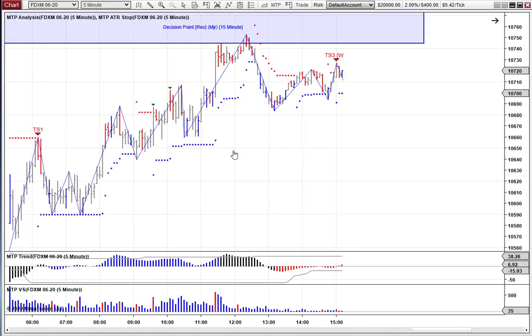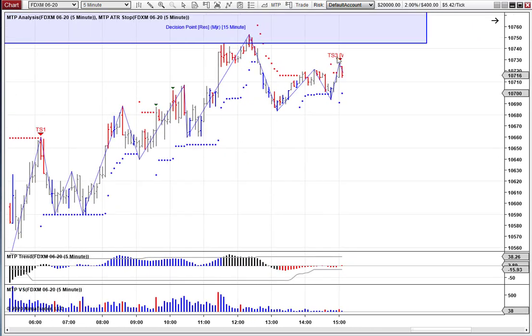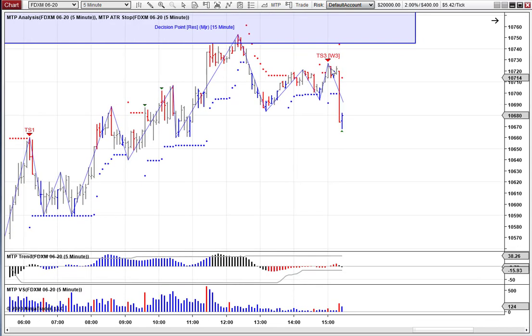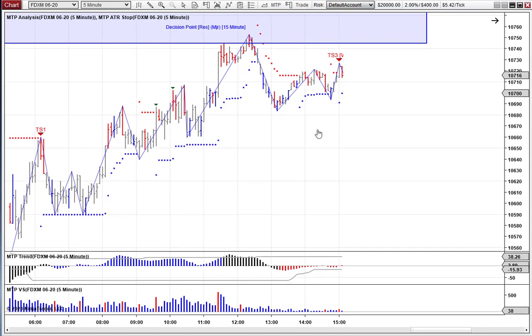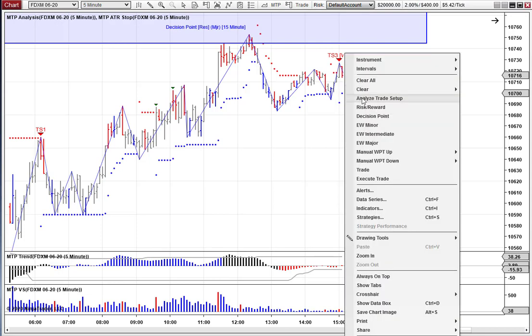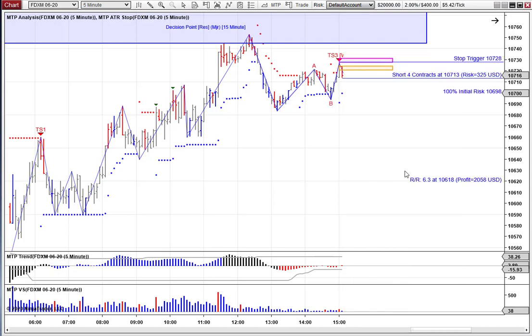So as it goes forward, you can see that we got to this place here where we had an automatic TS3 W3 trade setup unfold on that bar there. We now deem that the picture is clear. The large trend is down, therefore we can take trades in the short direction. So let's place the analysis on. By right mouse clicking over the red cell bar, we do analyze trade setup, and this then gives us our potential target.